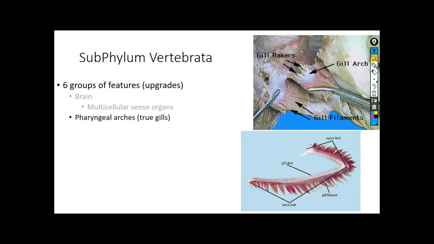Now I want to be clear that when I say structure, this does not mean bone. Okay, it can be bone, but it can also be cartilage. So be very careful that vertebrate does not mean calcium phosphate. It does not have to be bone. Be careful that you don't get that stuck in your head. It just means there's structure there.